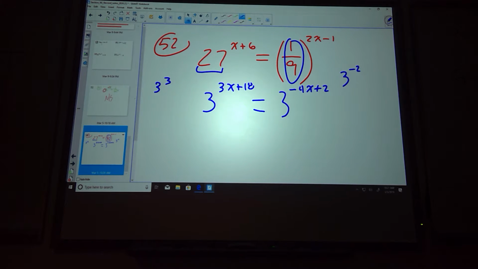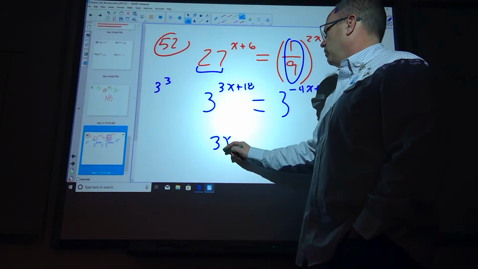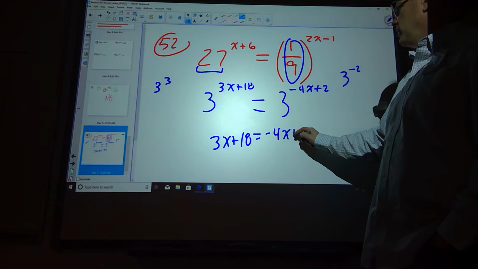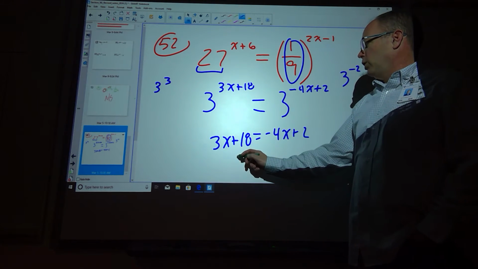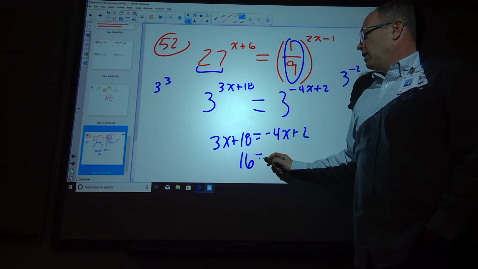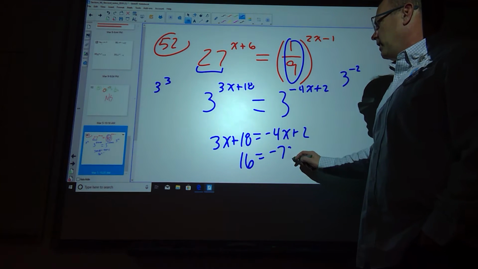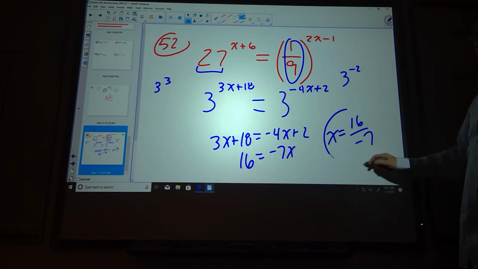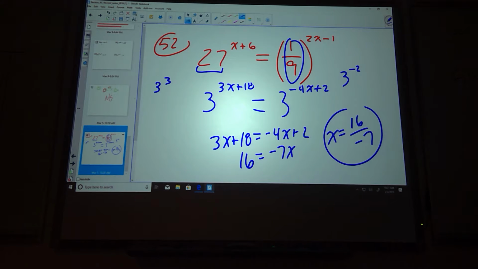Now I have 27 as base 3, and 1/9 in base 3. So then I'm just going to set my exponents equal to each other. This is so like 2 years ago math, Algebra 1 stuff. Subtract 2, so that becomes 16. Subtract that, I get negative 7x. So x has to equal 16 over negative 7. Of course, I could have negative 16 over 7 as the same answer. That's good stuff.